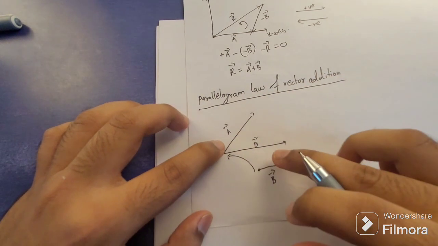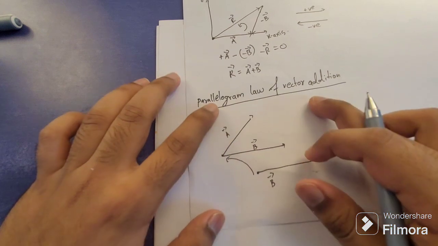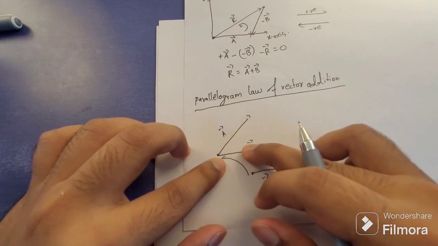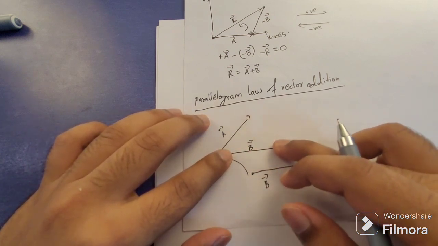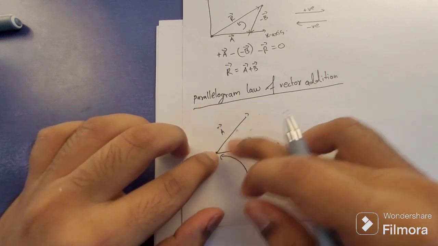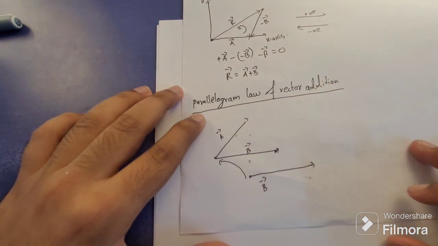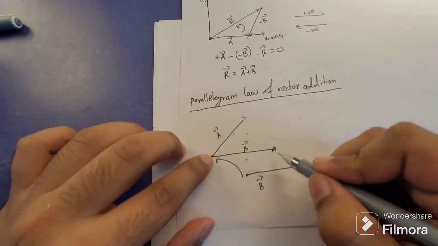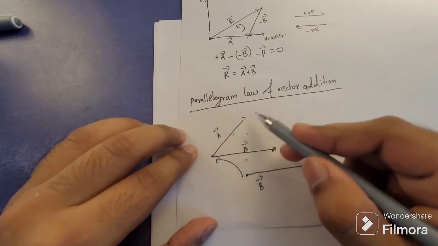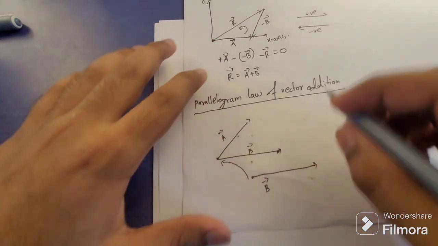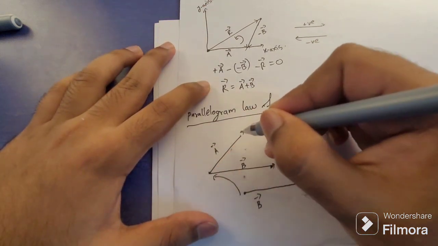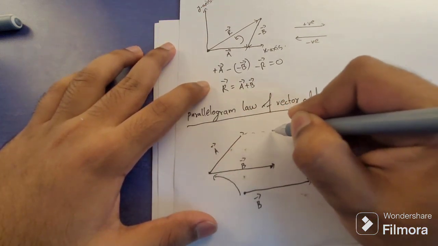Now the parallelogram law of vector addition says that if we again parallel shift both of these vectors in order to complete a parallelogram, then the resultant of these two vectors is given by the longer diagonal of the parallelogram hence formed. So let us see how that is done. If I take b vector and parallel shift it along the length of a vector, then I'll get another vector. So I take b vector and parallel shift it along the length of a vector to this new position.